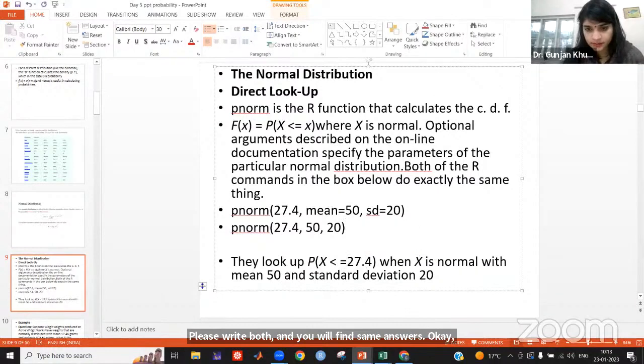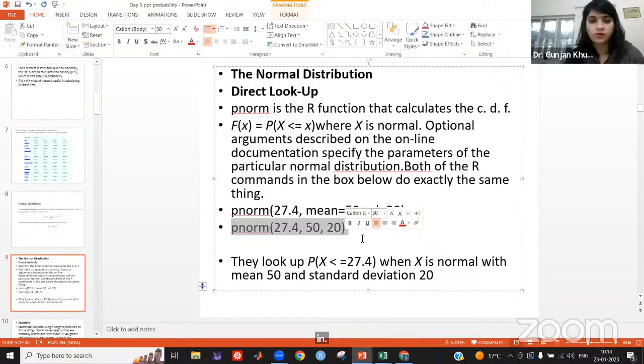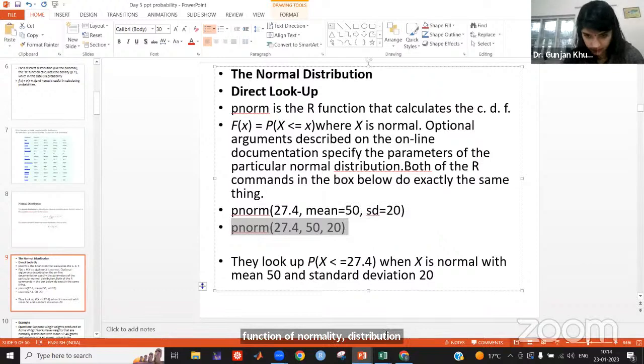So it looks up the probability that capital X is less than or equal to 27.4 when X is normal with mean 50 and standard deviation 20. So what is the answer you got? Please tell me in your chat. Just put this command and you will be able to calculate the cumulative distribution function of normal distribution. So please tell me the answer. Any one of you?